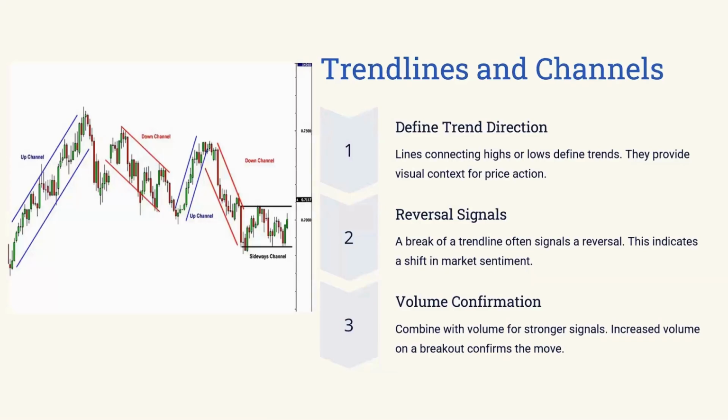Upward channel: a parallel line drawn along the highs in an uptrend. Downward channel: a parallel line drawn along the lows in a downtrend, forming a channel.